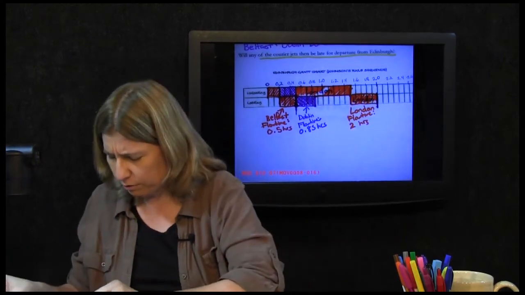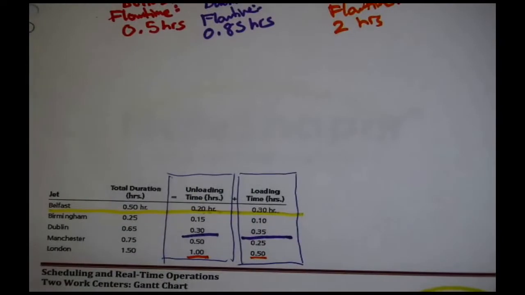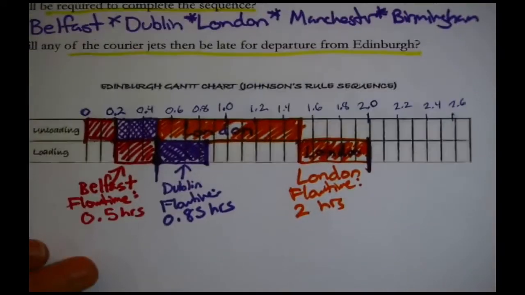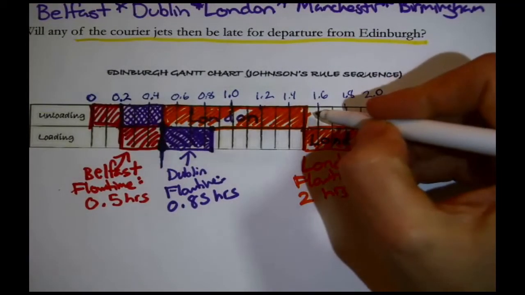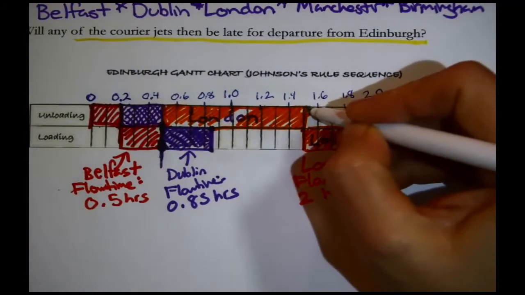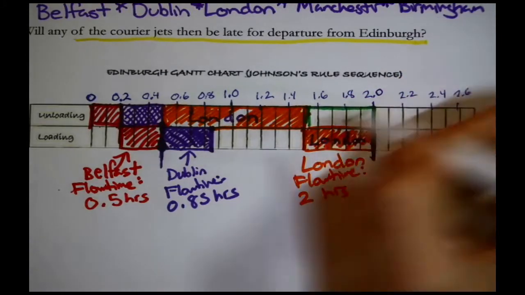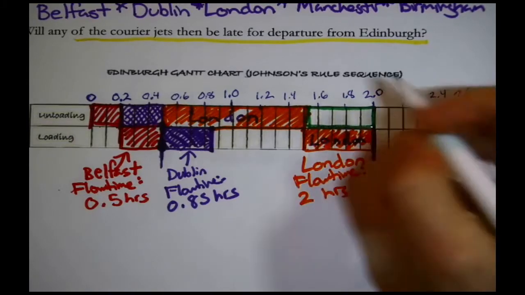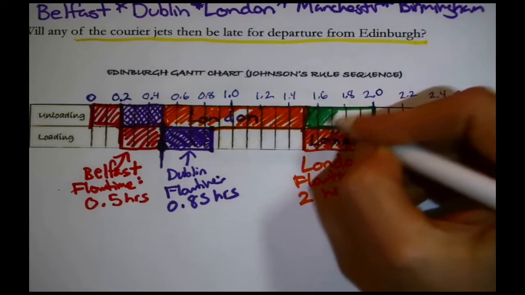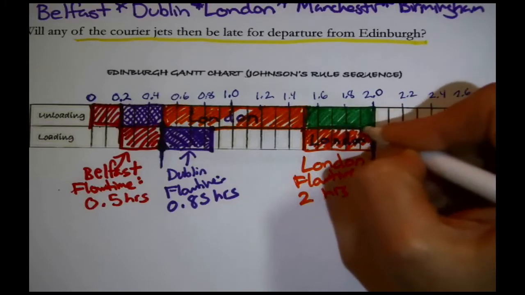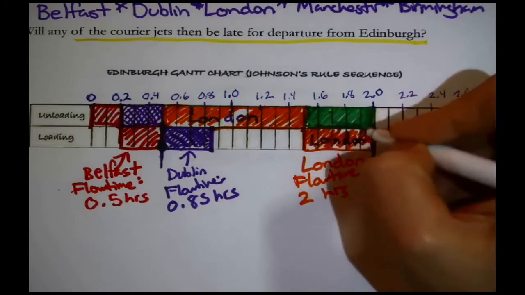There's Manchester after London, right? Manchester is a half hour of unloading and then a quarter of an hour of loading. We will start unloading it as soon as we're done unloading London. So 1, 2, 3, 4, 5. Oh, another coincidence. This is Manchester in the green. And it will finish being unloaded right when the loading crew, the second crew, finishes up with the job before.